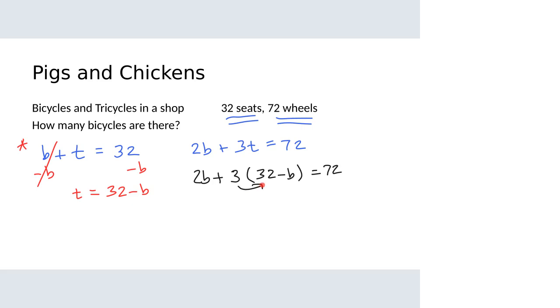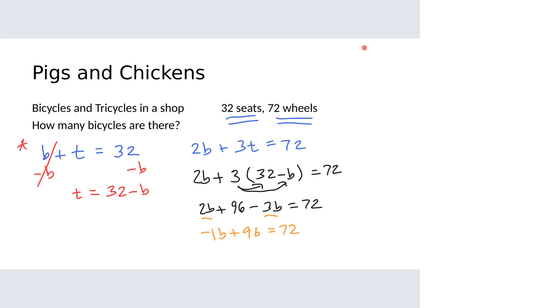First thing we'll do is distribute this 3 through those parentheses, and I'll have 2b plus 3 times 32, which is 96, minus 3 times b, is 72. If you see anything that you're not sure of, let me know. We don't do a ton of algebra, so this may be a little rusty for you. Now I have like terms here with those b's, so I can combine those. I've got 2b and negative 3b, so that's negative 1b plus 96 is equal to 72.